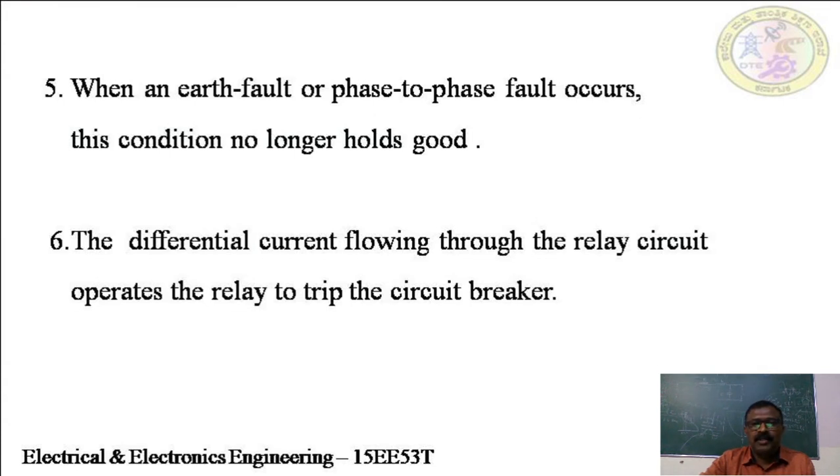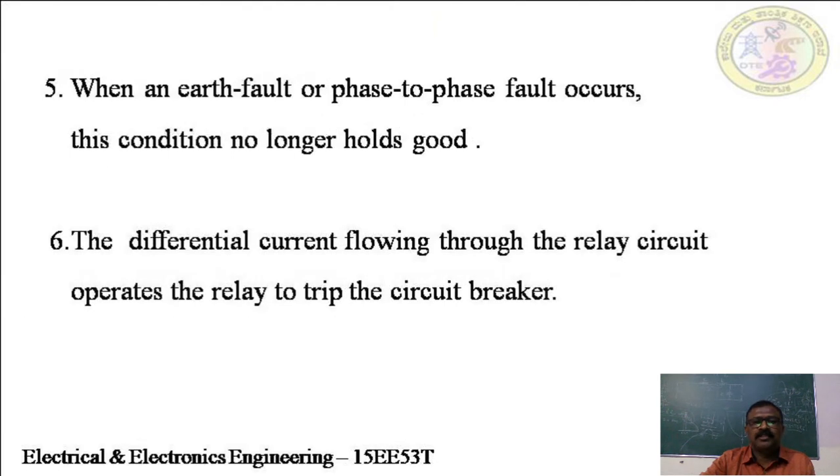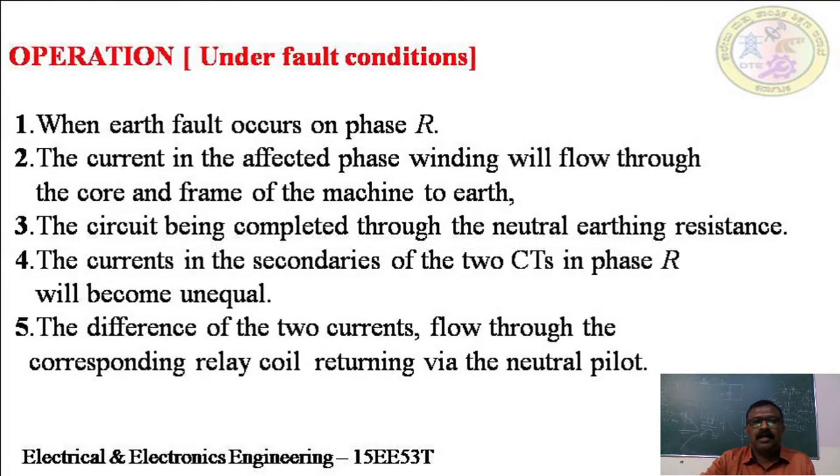When an earth fault or phase to phase fault occurs, this condition no longer holds good. The current through the operating coil will start to flow, only during the fault conditions. The differential current flowing through the relay circuit operates the relay. When the relay operates, it trips the circuit breaker. So as I told earlier, next we will see the operation during the fault condition, or the abnormal condition, of the system.